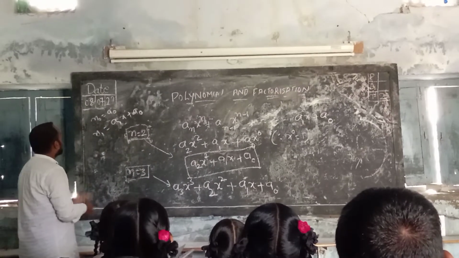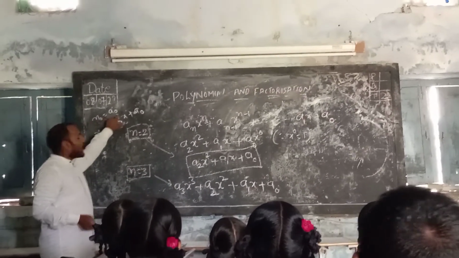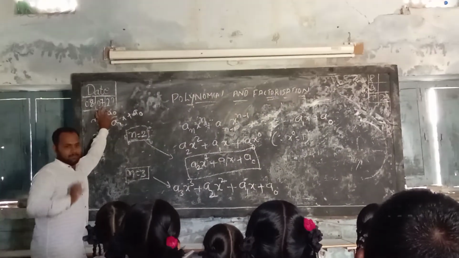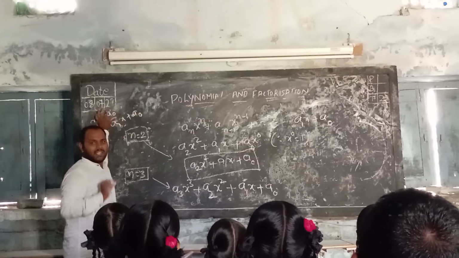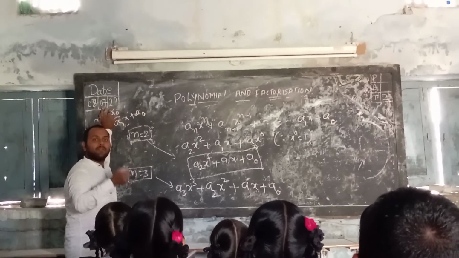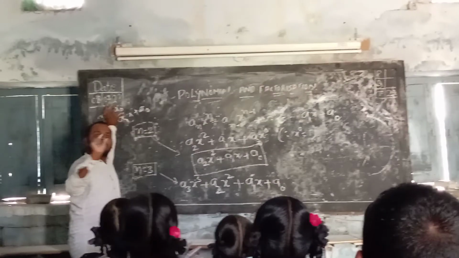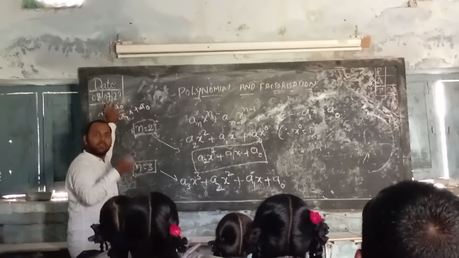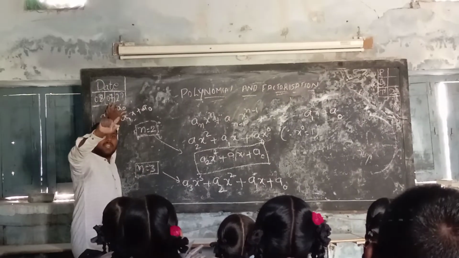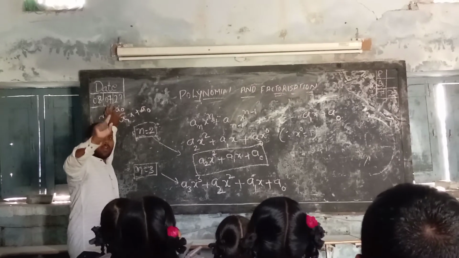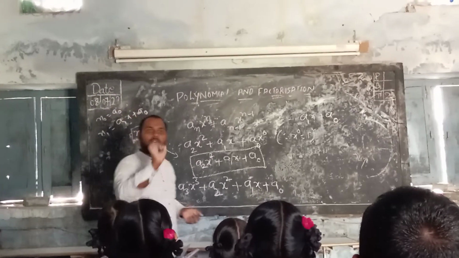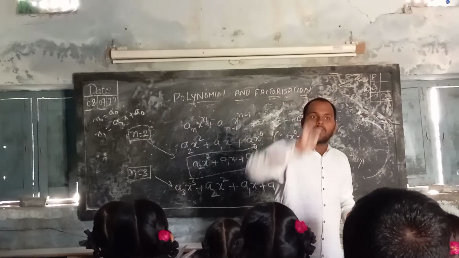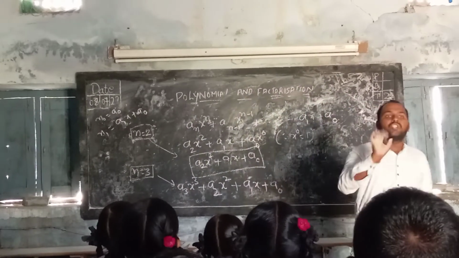Now see, when n value is 0, we are getting a single term. This a0 is nothing but a constant term. Just previously we calculated the degree of that polynomial. What is that degree? 0. For a constant term, this is important, the degree of a polynomial is 0.